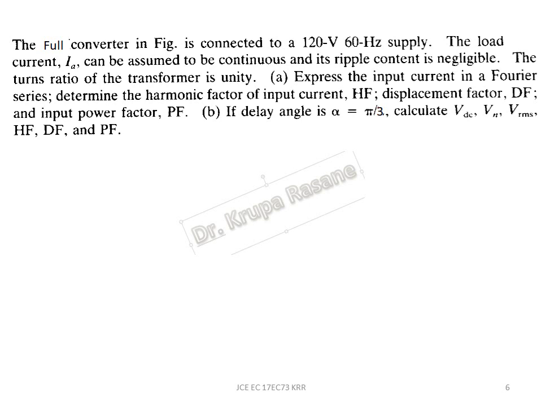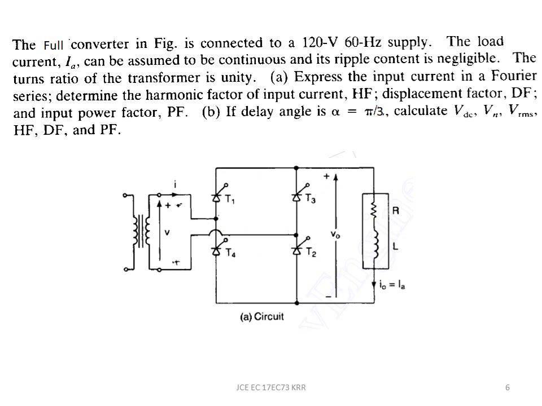So now let us look at this particular problem. The full converter as in figure is connected to a 120 volts 60 hertz supply. The load current IA can be assumed to be continuous and its ripple content is negligible. So IA will be DC, continuous. The turns ratio of the transformer is unity, meaning whatever is at the primary will come at the secondary.